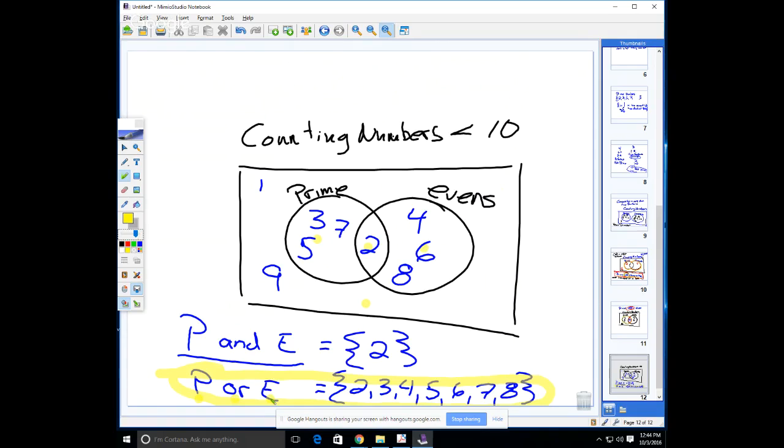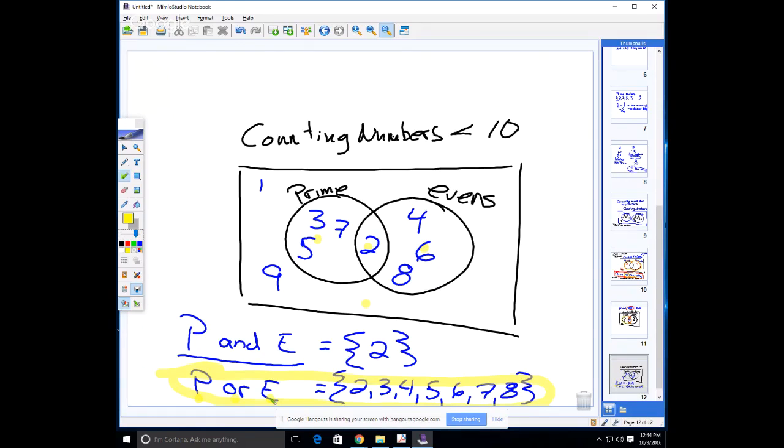2 is counted here, right? So sometimes when you put sets together with or, I don't want to list 2 twice there. If I counted it with the primes, cool, I'm done. I don't need to list it again. So we don't double list elements just because they belong in more than one set. Does that make sense? Yeah, so that's important when we're playing around, because 2 is in the intersection.